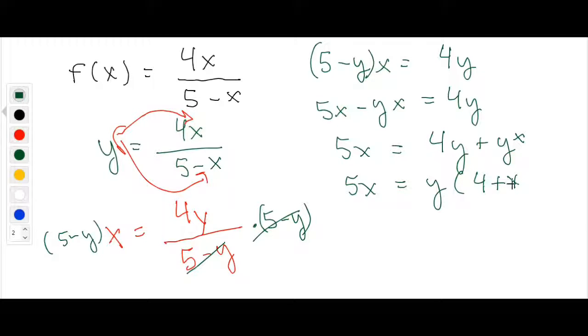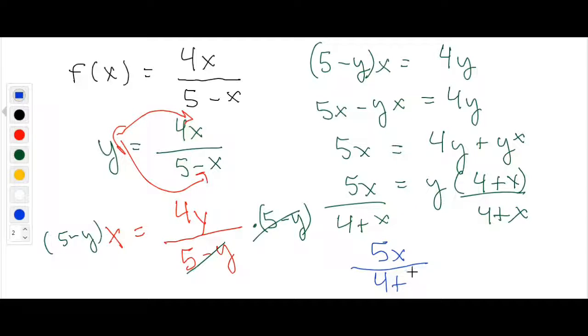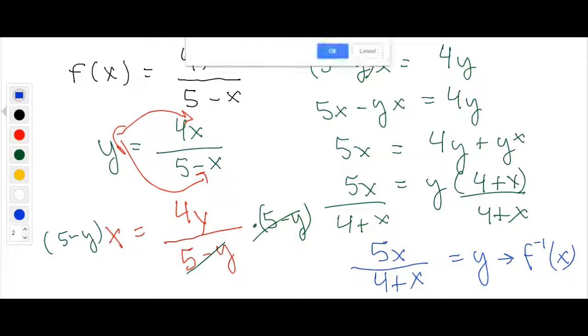y of 4x, y quantity of 4 plus x. And then you just want to divide both sides by 4 plus x, giving you a new total of 5x over (4 plus x) equals y, which therefore equals the inverse. It's a long process, I'm not going to lie, but we're almost done.